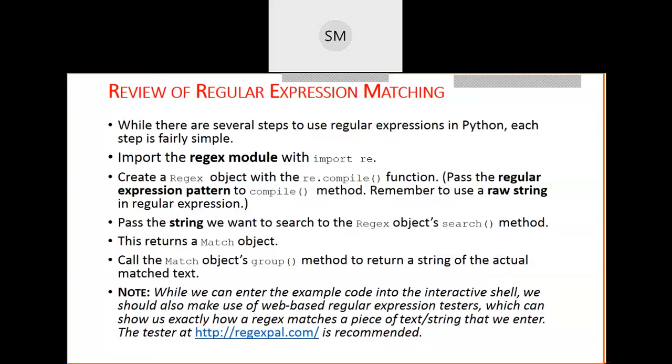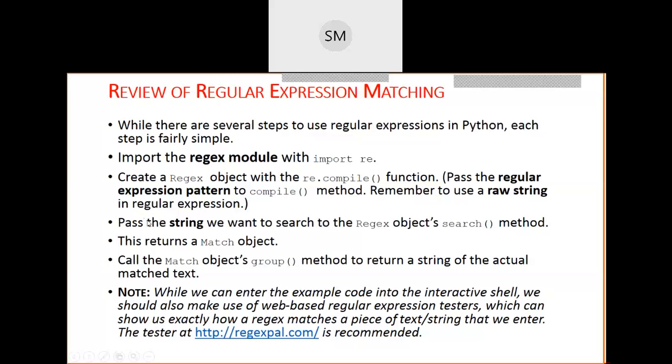To use these regular expression functions, we have to import the regular expression module first with the help of import re. After importing it, the first thing we have to do is create one regular expression object. How to create it? I already told you. You just pass the regular expression pattern to the compile function, and that compile method will return one object called a regular expression object.